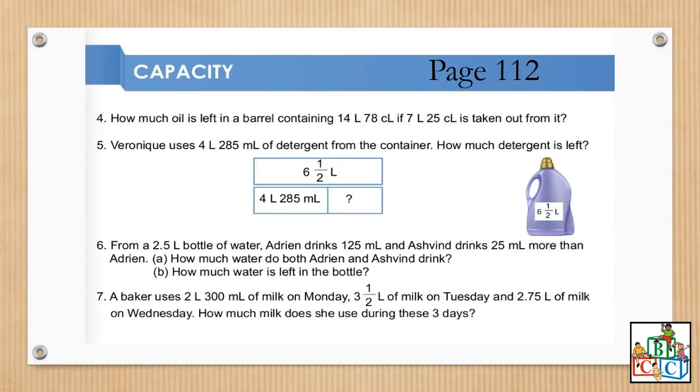Let us move on. Exercise 5. Veronique uses 4 liters 285 milliliters of detergent from the container.